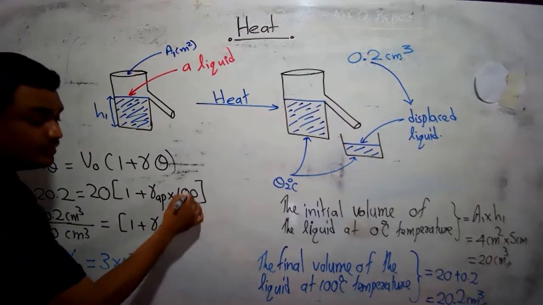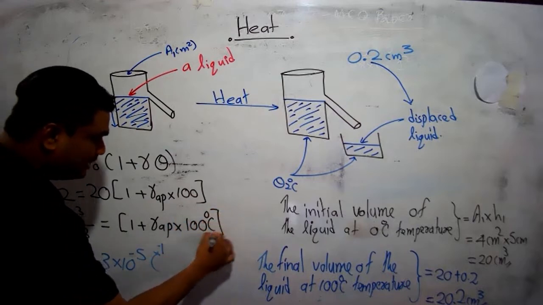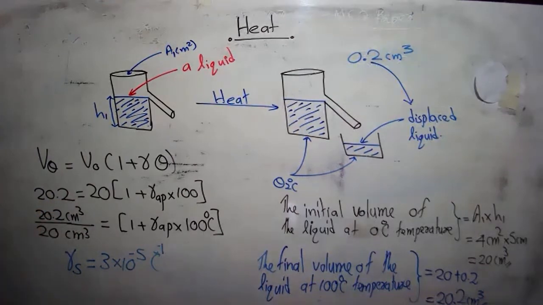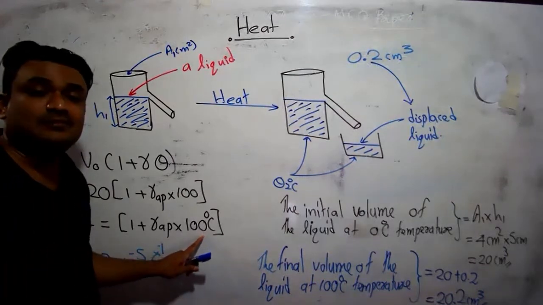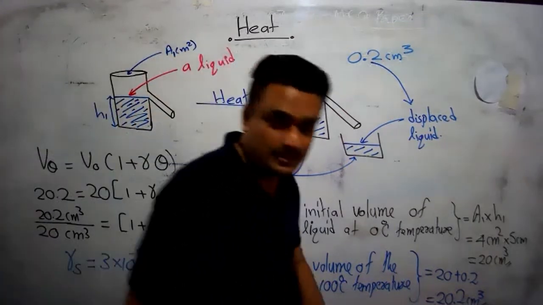What is the unit of Celsius? The 100 here, that is Celsius, so I have written the units. Then you will identify that cubic centimeter will be cancelled out, and only Celsius will be there as the final unit. So can you do the rest and find gamma AP here? Give it a try.